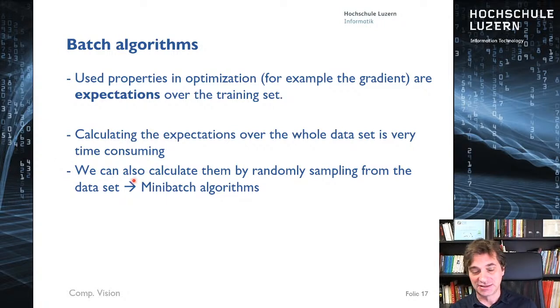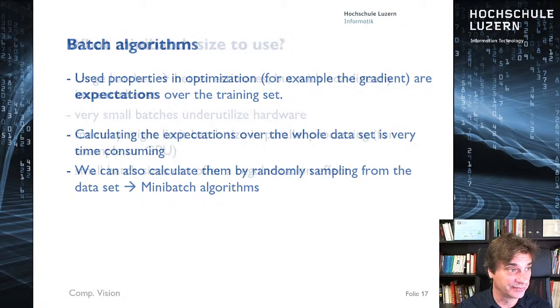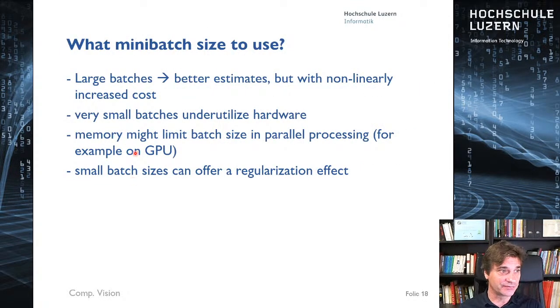So the question is then, this is a parameter, how large should these batch sizes be? If you have large batches, you get better estimates. Why? Because you use more of your data. But maybe the cost increases more than linearly. So if your batch size is double the size that you used before, then maybe your cost is 4 times that much.